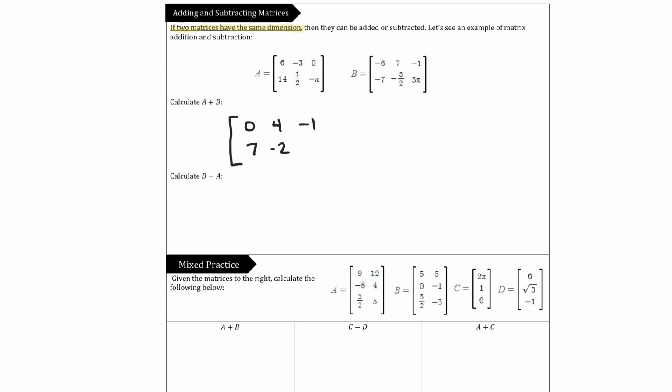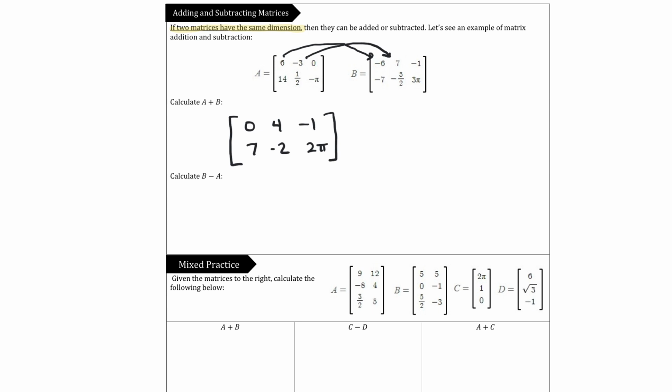Which is -2, and negative pi plus 3 pi is 2 pi. When I add matrices together, you add the corresponding elements. In other words, the 1,1 element gets added to the 1,1 element, 1,2 gets added to 1,2, and so forth. You have to add those corresponding elements, and the same way when I subtract.